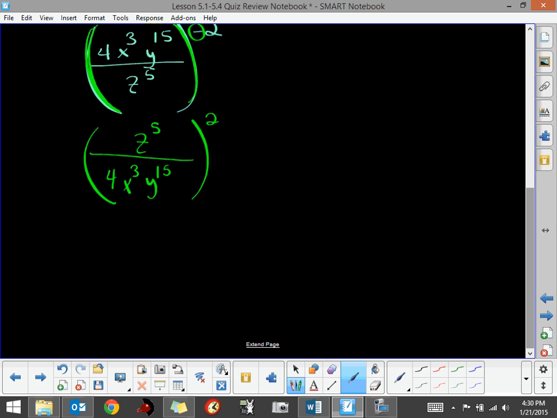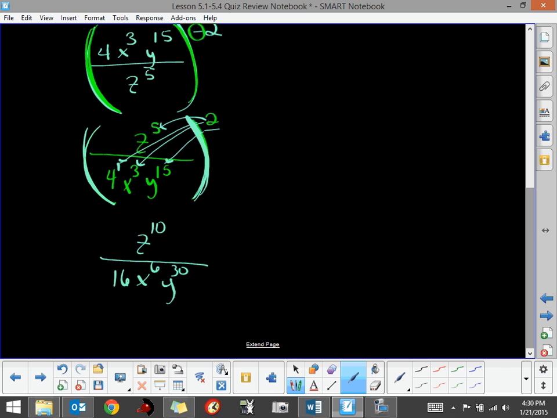Okay, so now we're going to exercise our power rule. The power rule says anytime you have a power sitting outside of a parenthesis, you need to multiply exponents. So it's going to be z to the 10th. This is 4 to the 1st, that's going to be 4 squared, which is 16. X to the, just showing you I'm distributing those powers, x to the 6th, and then y to the 30th. On a monomial, when we have a power sitting outside a parenthesis, make sure that it's a monomial divided by another monomial, then you can distribute your powers. So our final answer is z to the 10th over 16 times x to the 6th, y to the 30th.